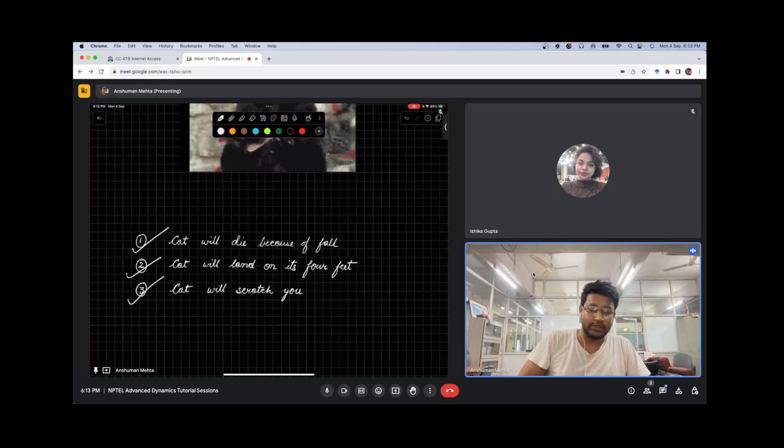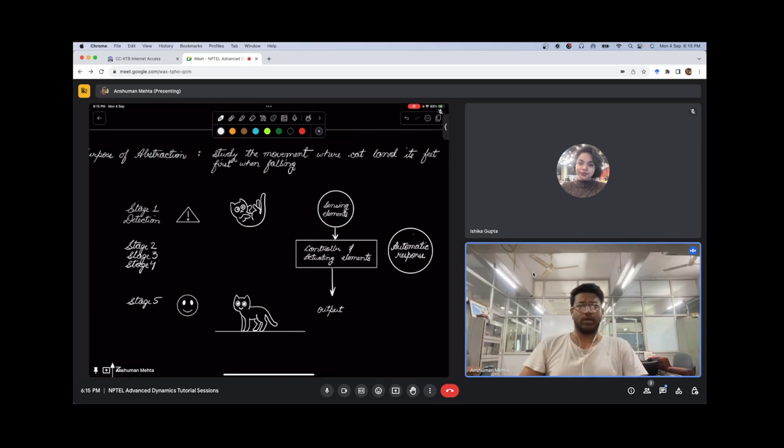Okay, so this is the first cut abstraction model, in which we can have a sensor on, let's say, the cat's back for the abstraction we are making. It's just like making a cat robot that can do this function. When that robot is released from a height, it is capable of reading how much height it is at. We have a lot of sensors, so we can use those sensors.